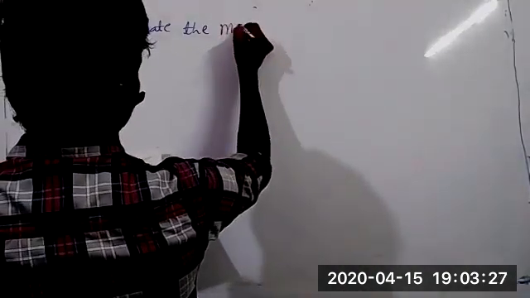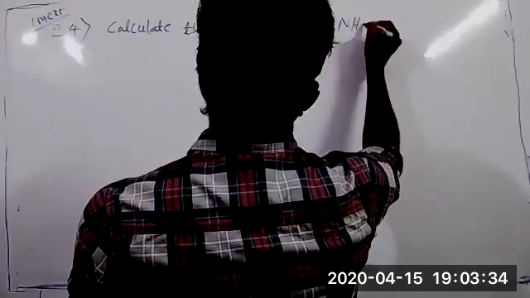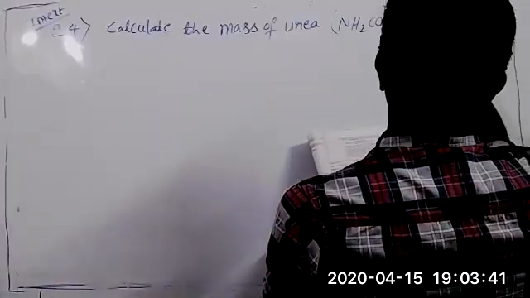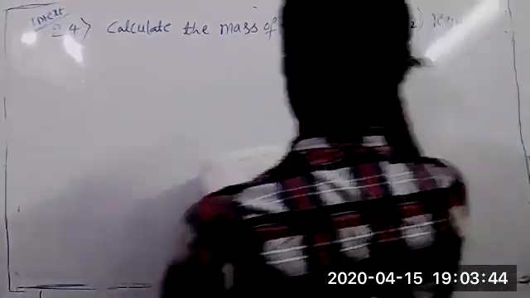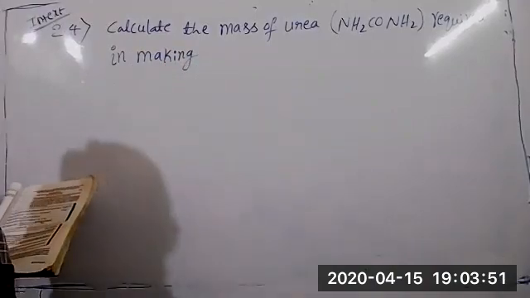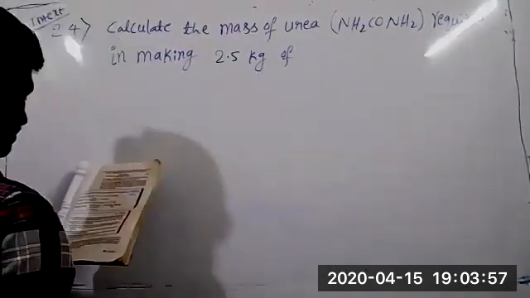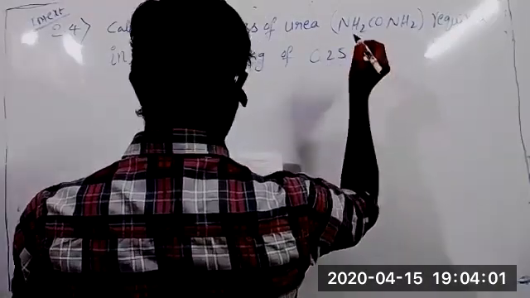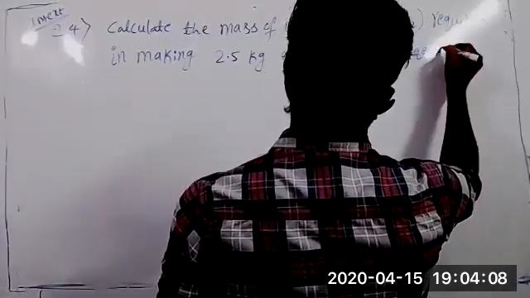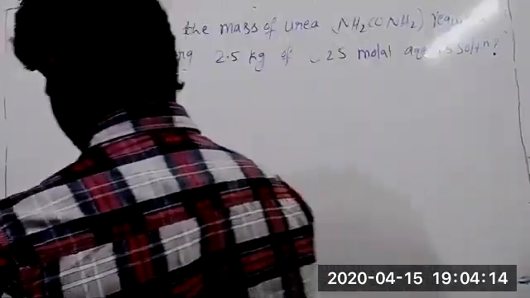Calculate the mass of urea, formula NH2CONH2, required in making 2.5 kg of 0.25 molal aqueous solution.